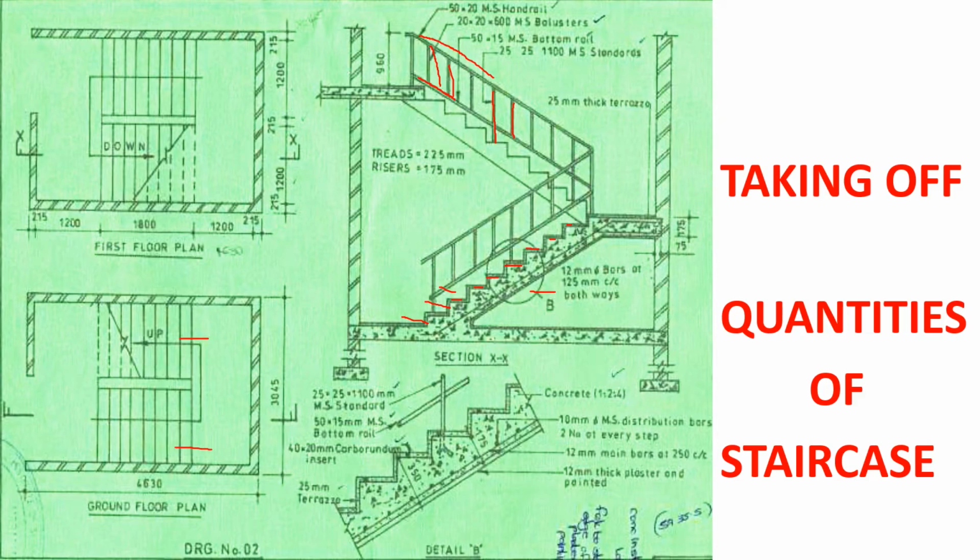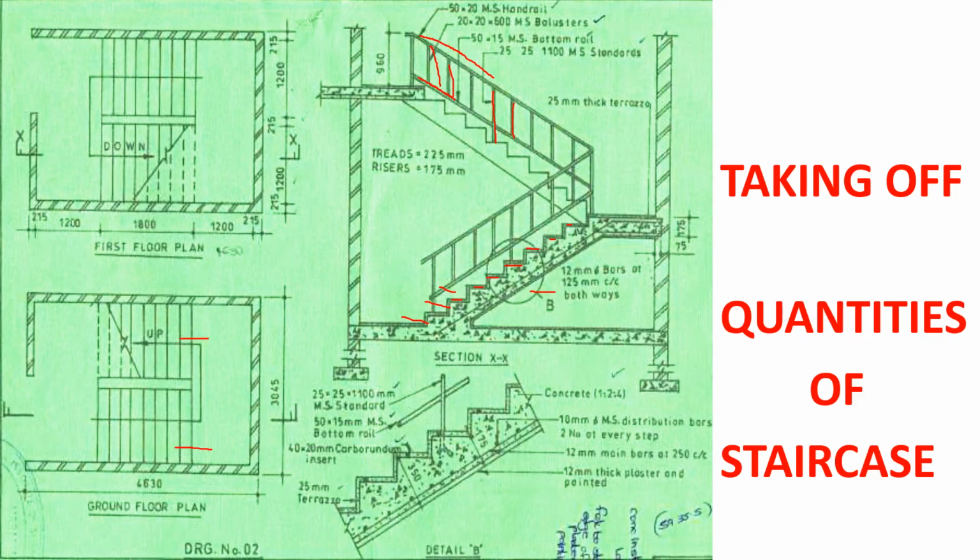So down here we have 12 millimeters diameter bars at 125 millimeter center to center both ways. So we have reinforcement for this concrete here. And then here is where we have our detail B, where it has been circled. This is our detail B, and then our detail B has been given down here.